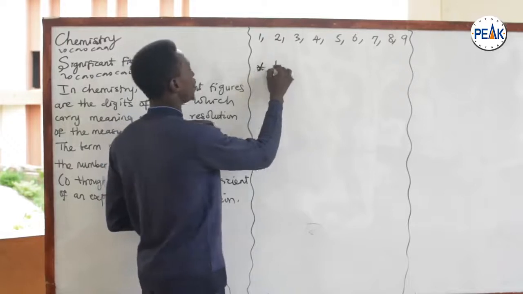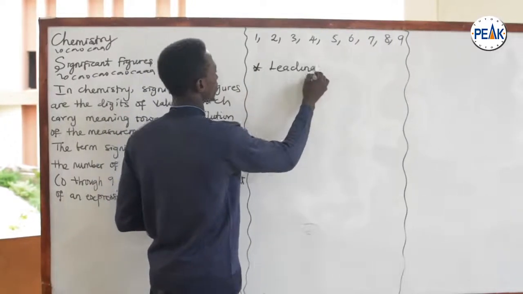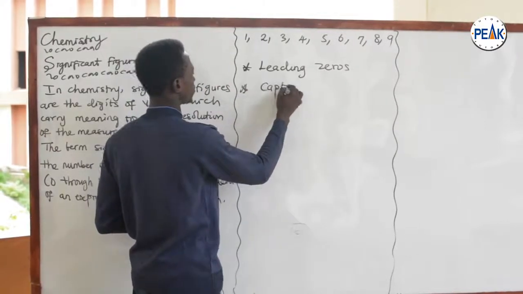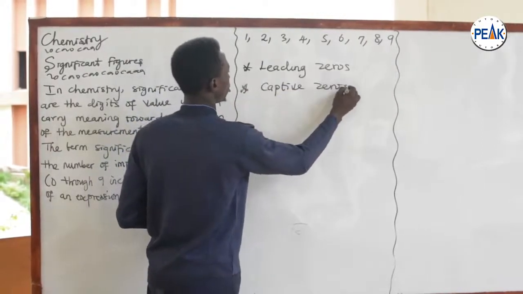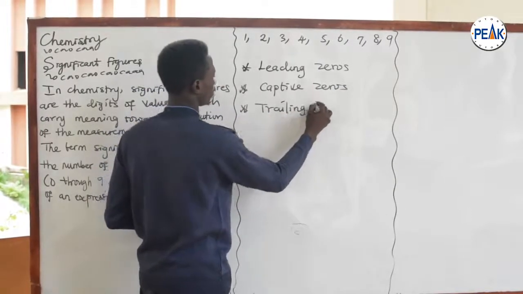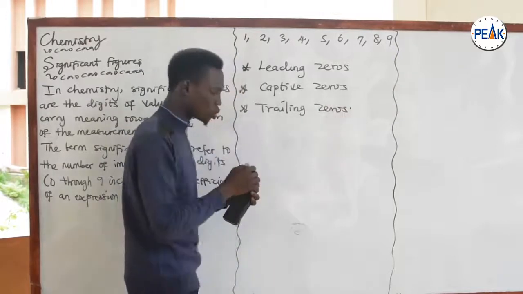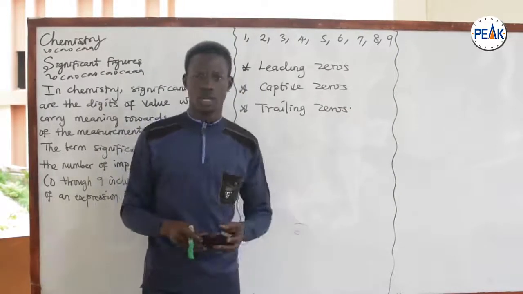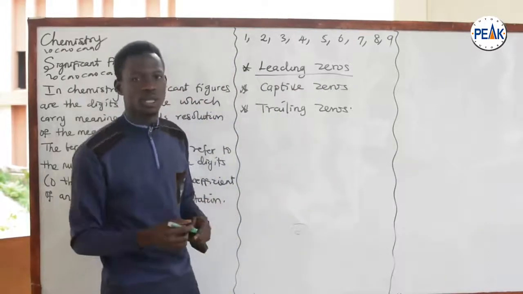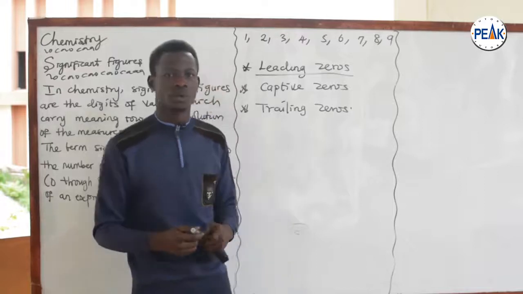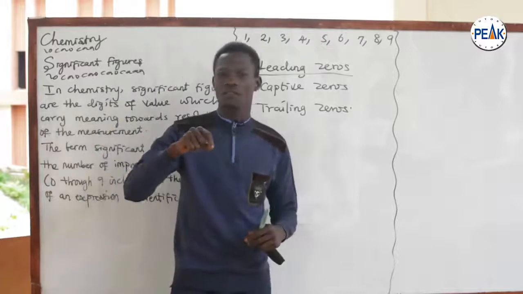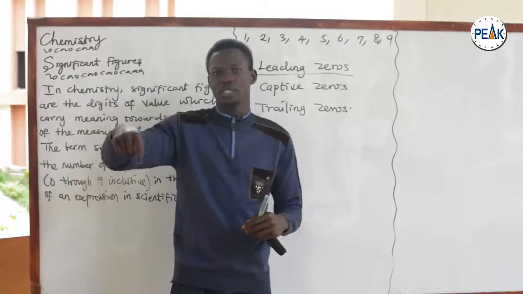We have what we call the leading zeros. We also have what we call the captive zeros. And we also have what we call the trailing zeros. We are going to look at each of these one after the other. Let's take leading zeros. Now, what are leading zeros? Leading zeros are zeros that are located at the terminal left of a digit. I mean, they are zeros that come before the first non-zero digit in a figure.